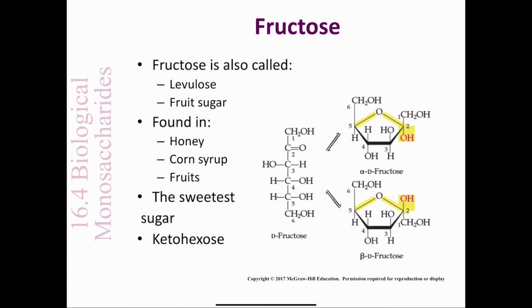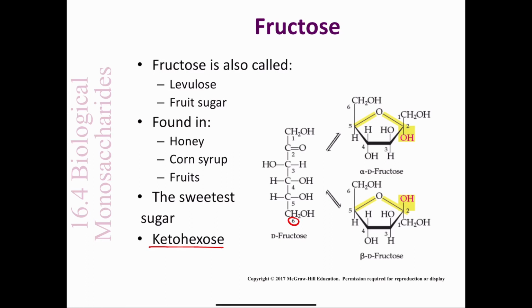The structure of fructose is similar to that of glucose. In fact, they have the same molecular formula. But you can see that fructose is in fact a ketose and not an aldose. Since it has 6 total carbons, we call it a ketohexose.